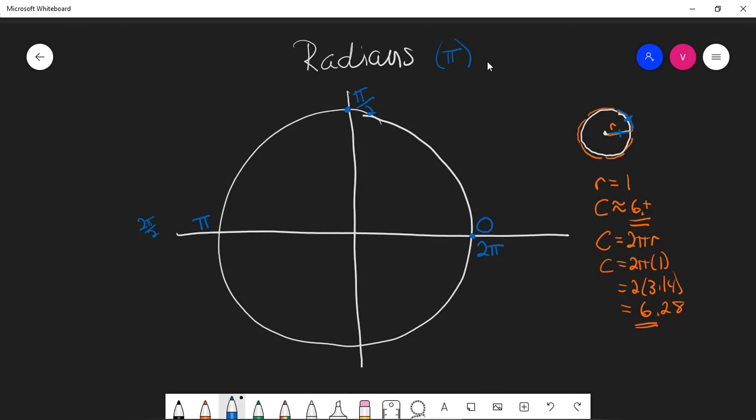So 1 pi over 2, 2 pi over 2, go another half, 3 pi over 2, 4 pi over 2, which is the same. What's 4 divided by 2? That is the same as 2 pi. So again, 0, half a pi, 2 halves of a pi, 3 halves of a pi, 4 halves of a pi. So think about fractions.